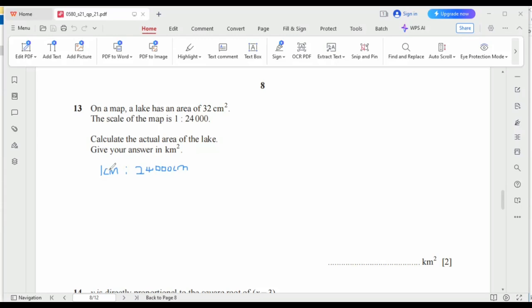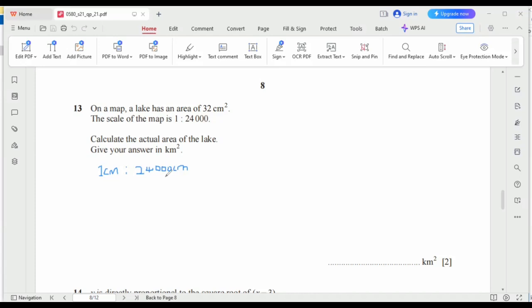So it could be 1 kilometer on the map. Let me make this look like a proper one, because it was almost looking like kilometers there. Say 1 meter on the map, 24,000 meters in real life. Now, this is the length scale.